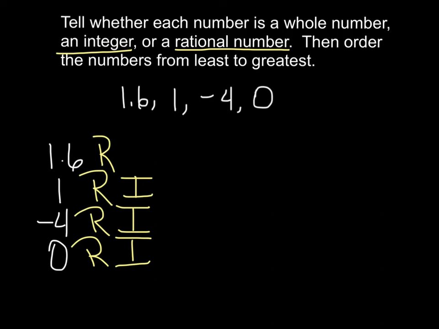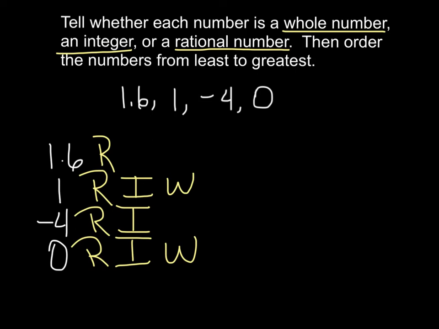Okay, now which one of these are whole numbers? 1.6 cannot be a whole number because it has a decimal with it. Okay, is 1 a whole number? Yes, it is. It starts with 0, 1, 2, 3, 4. Is -4 a whole number? No, it is not. Why is it not? Because whole numbers cannot be negative. Is 0 a whole number? Yes, it is. Because whole numbers start with 0 and go 1, 2, 3, 4 on into infinity.